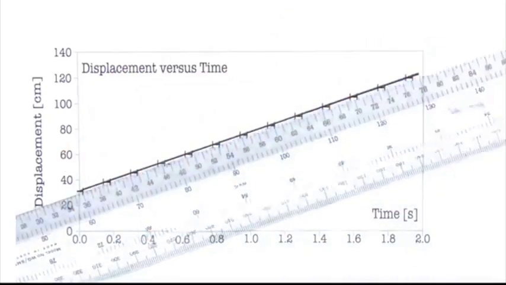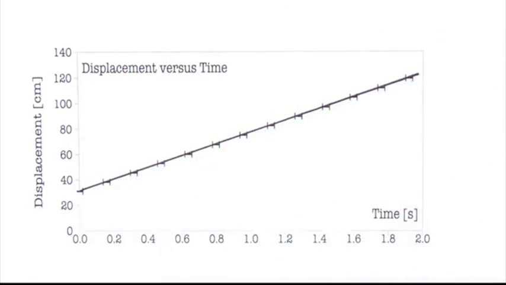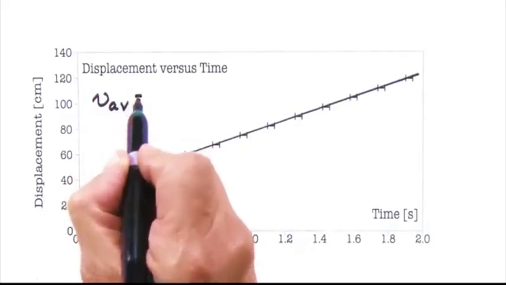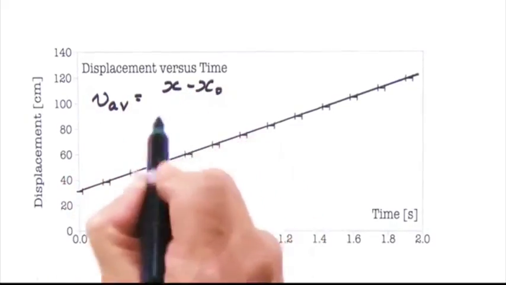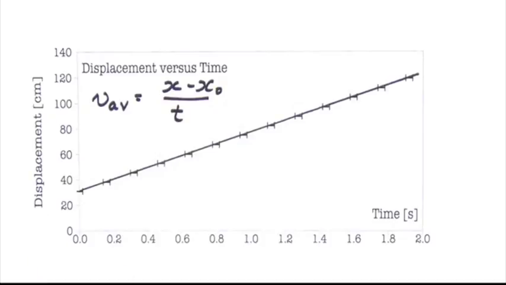Good. Using the first and last data, v average equals x minus x0 over t, which is one of the important equations in kinematics. Write it down and remember it. In this experiment, it looks as though the velocity is almost constant. Let's plot the velocity as a function of time.